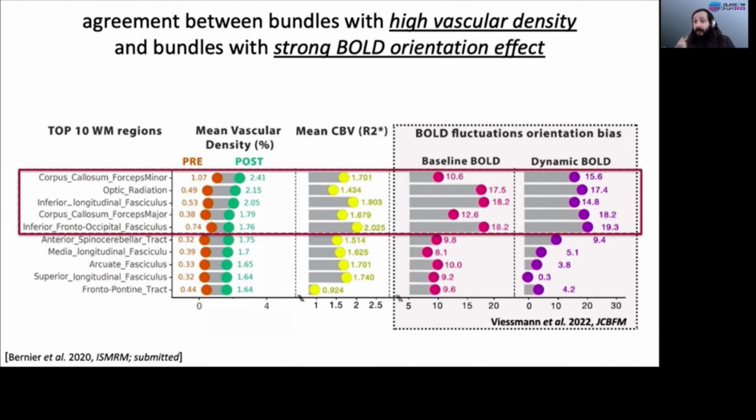However, we compared the results across these two studies, and while there's a lot of information in this plot, the main takeaway is that the bundles with high vascular density, seen by Mike, are also the bundles with a strong BOLD orientation effect, seen by Olivia. Now recall that this comparison is across very different data sets, including our Ferumoxytol data and the HCP fMRI data, and we do see some consistency. So this increases our confidence in our finding that some tracts are just more vascularized than others, and in those vascularized bundles, the vessels do appear to run parallel to the tracts.